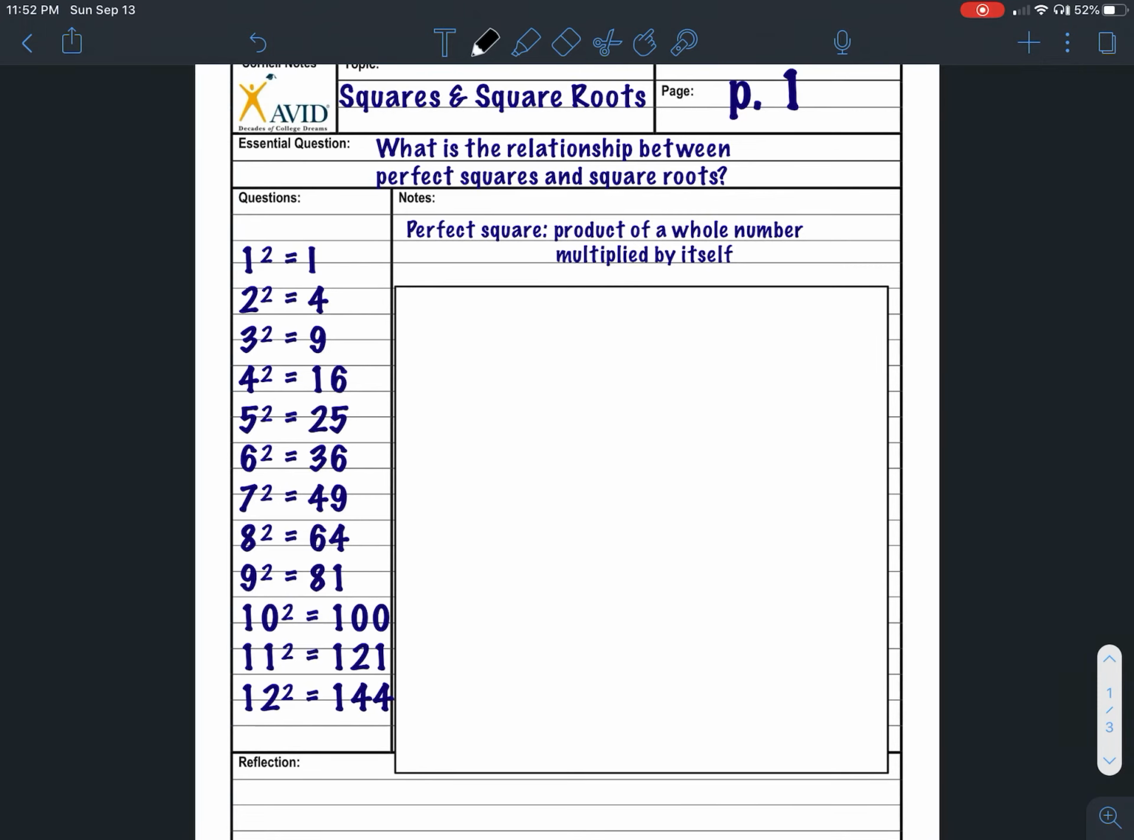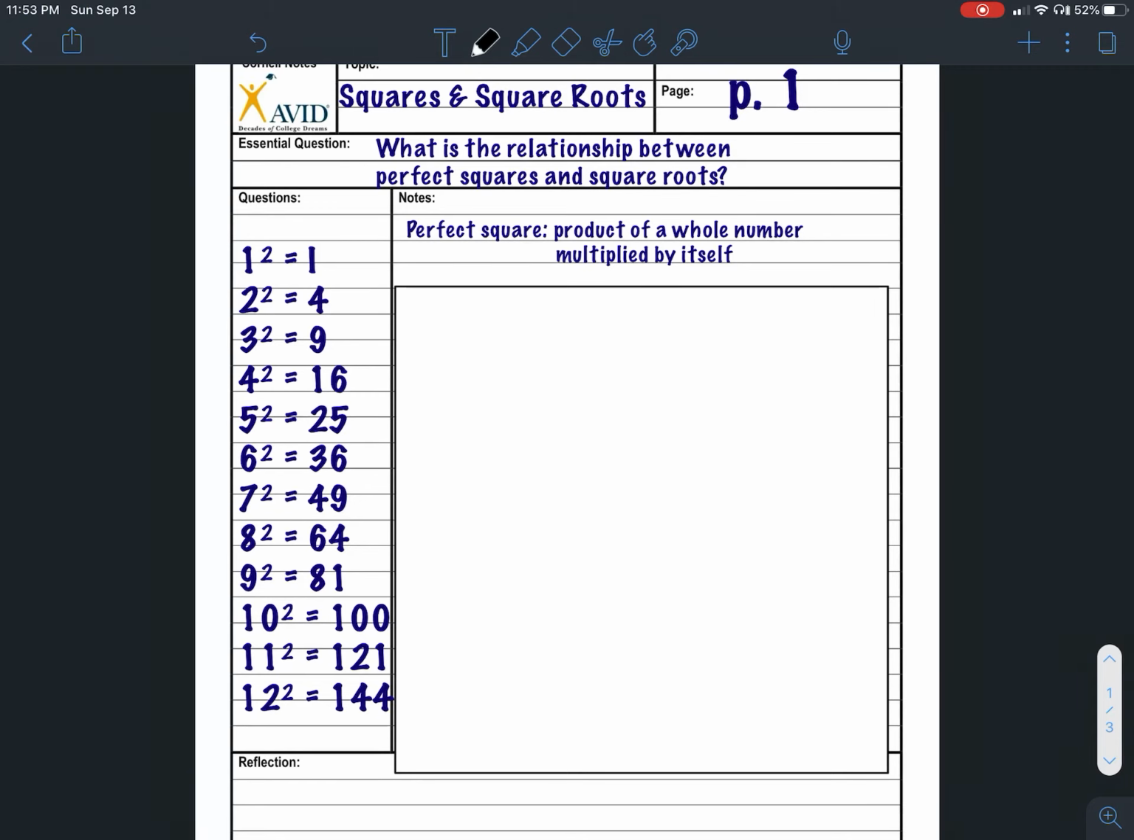So we start at 1. 1 squared, or 1 times itself, is 1. 2 squared, or 2 times itself, is 4. 2 times 2 is 4. 3 squared, 3 times 3 is 9, and so on all the way down to 12 squared. 12 times 12 is 144.